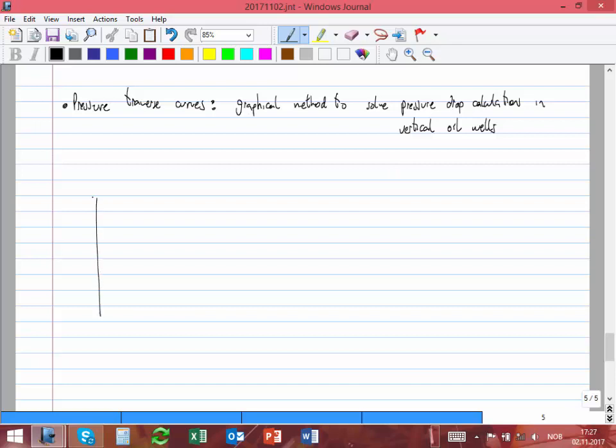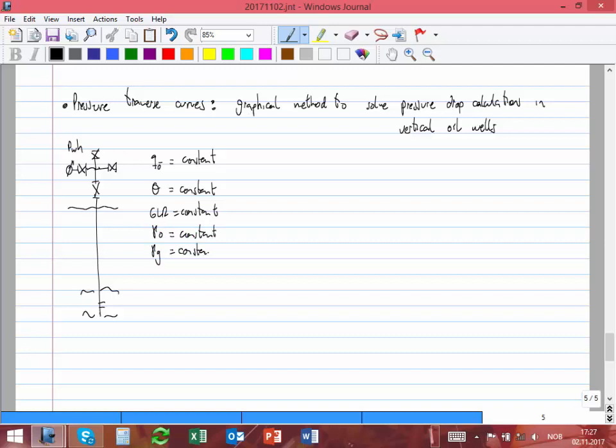The observation was that if you have a well, and here you have this wellhead pressure, okay? If you left everything constant, you left the rate constant, the inclination of the well is constant, then the gas-liquid ratio is constant, then the characteristics of the fluid are constant. Okay, you don't change anything. The only thing that you're going to change is the wellhead pressure, okay?